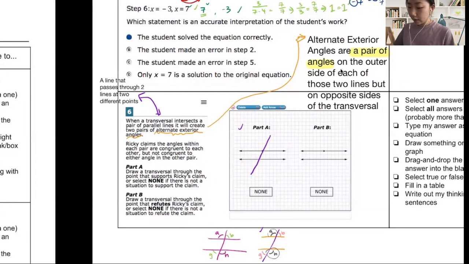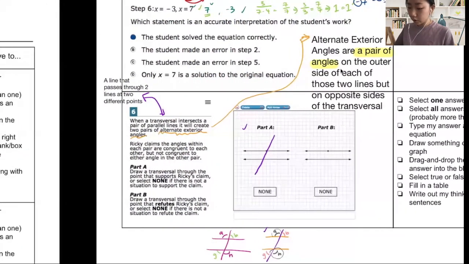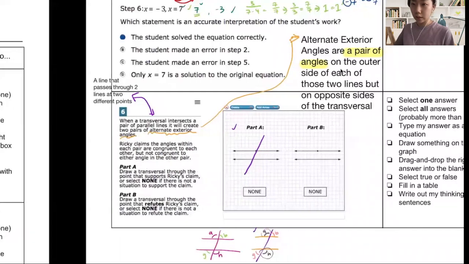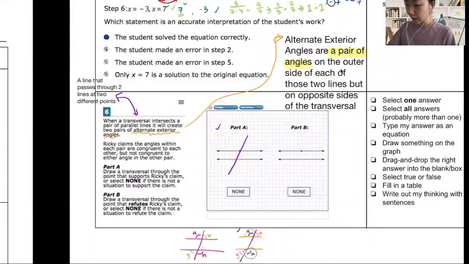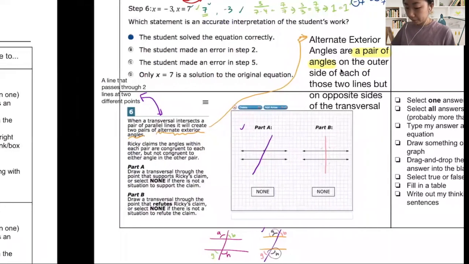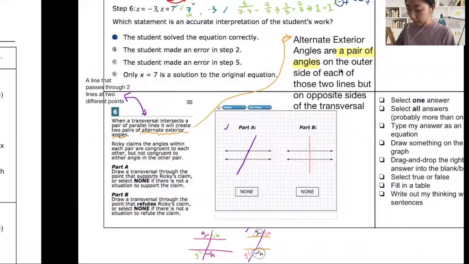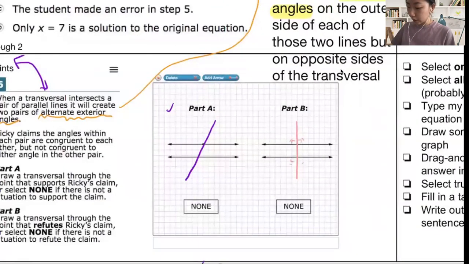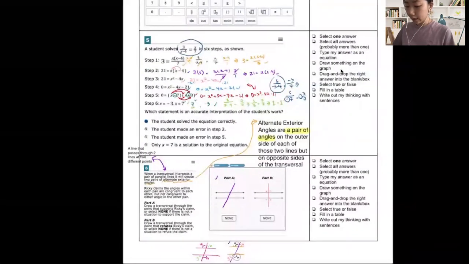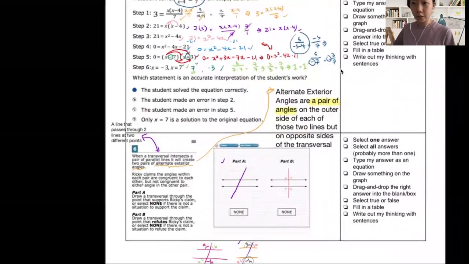On the other side, if we want to refute, which is to disprove his claim, or go against his claim, we can draw a perpendicular line, because when we have a perpendicular line, our angles will not be congruent. We don't have alternate exterior angles, because alternate exterior angles, as you can see, are here and here. When we have a perpendicular line, where this is just 90 degrees, 90, 90, 90, it does not create alternate exterior angles.